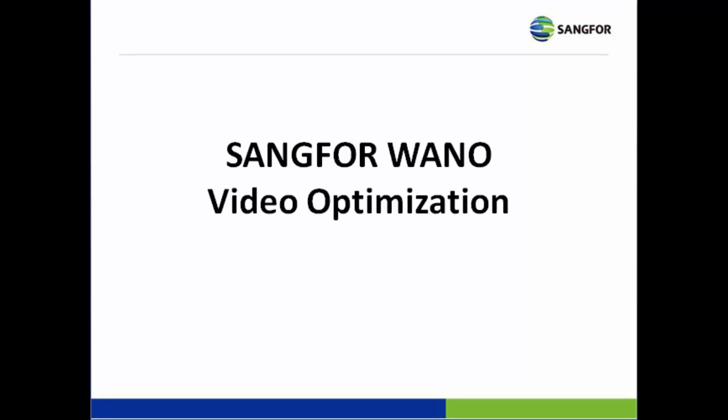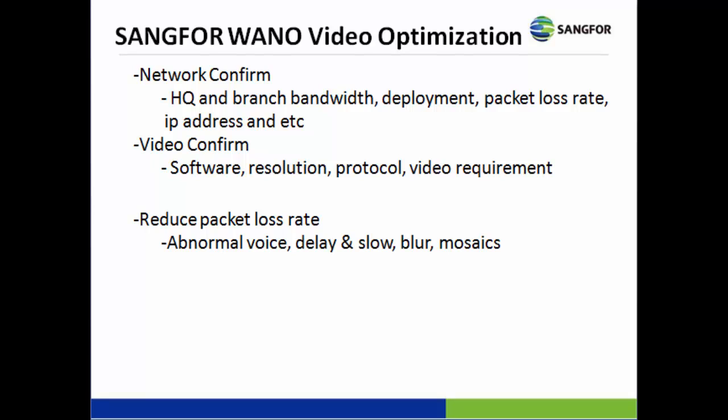Hi, I will explain about the SANGFOR WANO video optimization. Before configuring the WANO video optimization, we will first need to confirm the network: the HQ and branch bandwidth, the deployment mode for the WANO, the packet loss rate, the IP address, etc. Besides that, we will also need to confirm the video software name, the resolution of the video, the protocol used, and the video requirement.